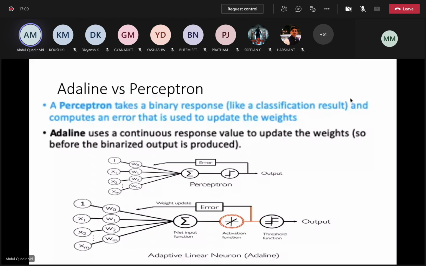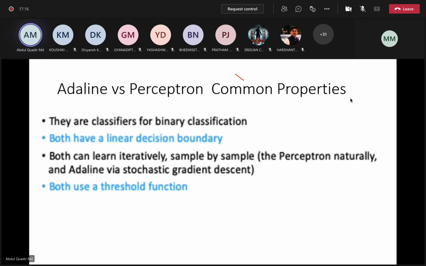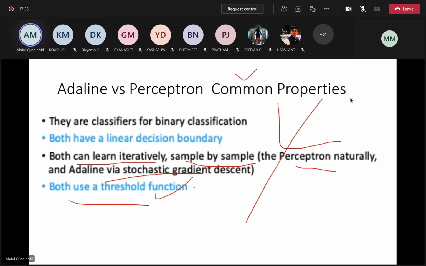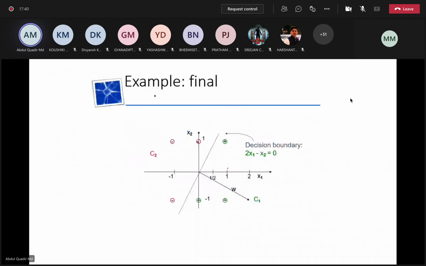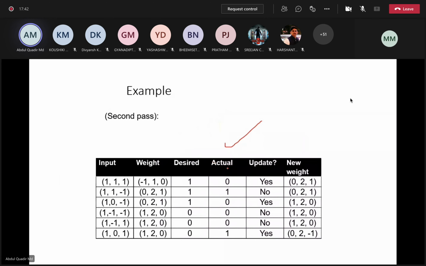So Adeline and Perceptron take binary responses, but Adeline takes continuous responses. So now what are the common properties? They both are classifiers. They both have linear decision boundaries, as I told you. Both are iterative, sample by sample, Perceptron naturally, but Adeline is stochastic gradient descent. I will tell you. Both use a threshold function. This is also iterative. Can you see? First one, first two, first three, then we stopped.